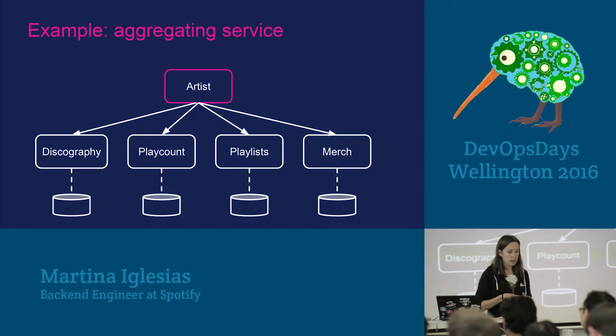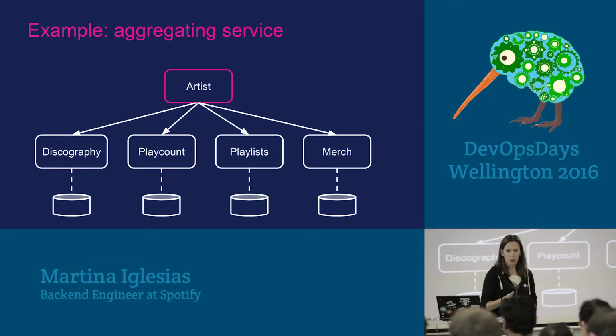So when a client makes a request to the artist service, this one will also make requests to all these dependencies. So Discography, Play Count, Playlists. It will get all the relevant information for that specific client. Let's say it's Android or iOS. And then make an aggregated response with all this data and send it back to the client.